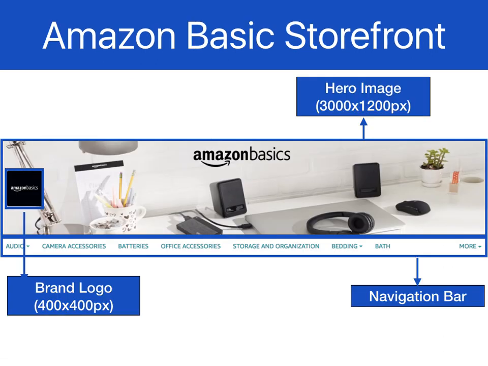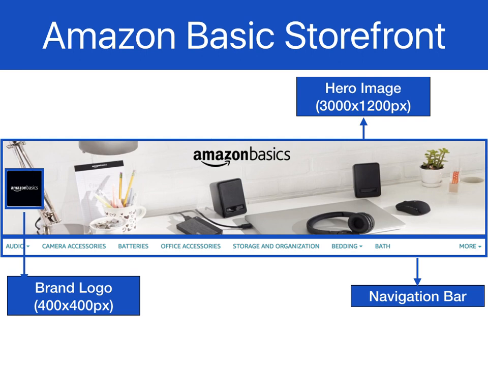Now, here's an example of Amazon's basic storefront. Looking at the brand logo, it's 400 by 400 pixels, and this brand logo also acts as a home button and is displayed on all pages in the center of the navigation. The brand logo can be configured in the Amazon store settings, which I'll show you later on.